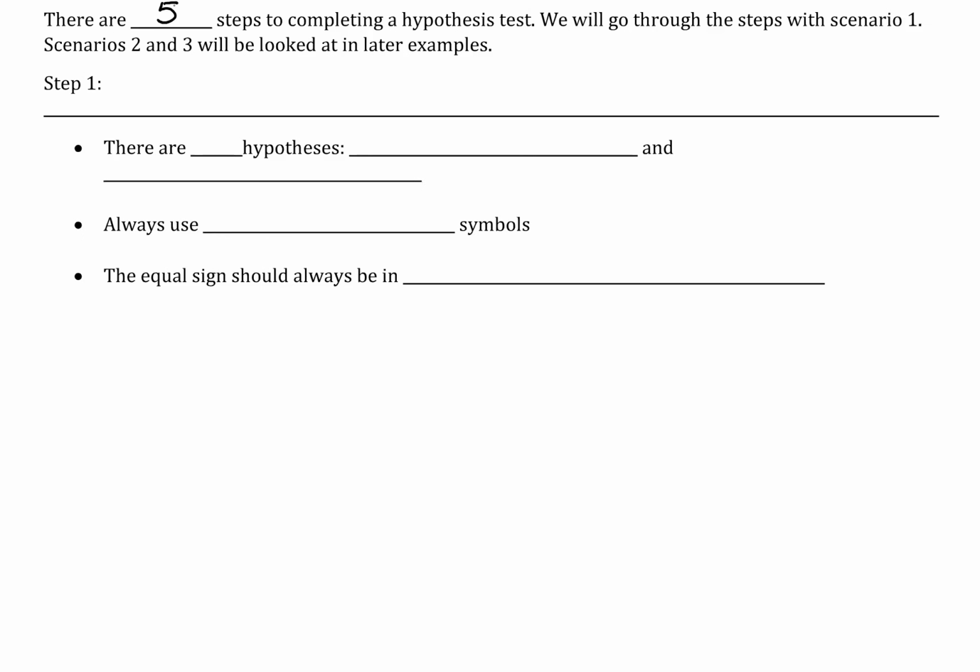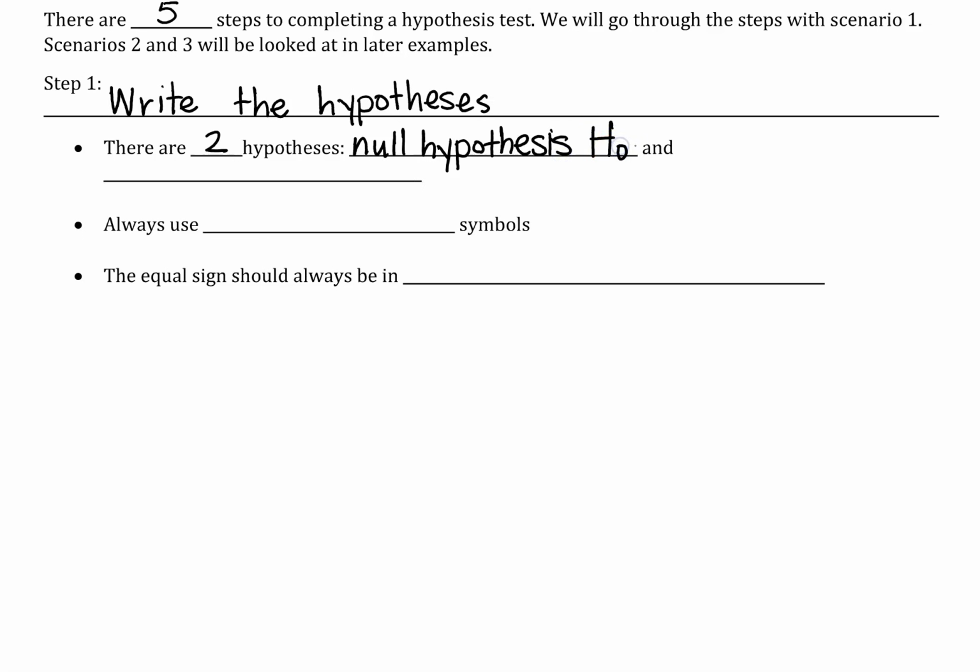The first step of a hypothesis test is to write the hypotheses. And notice I put hypotheses instead of hypothesis because there are 2 hypotheses when we go through a hypothesis test. The first of which is the null hypothesis. And the null hypothesis is abbreviated as a capital H sub 0. We usually just call that H0.